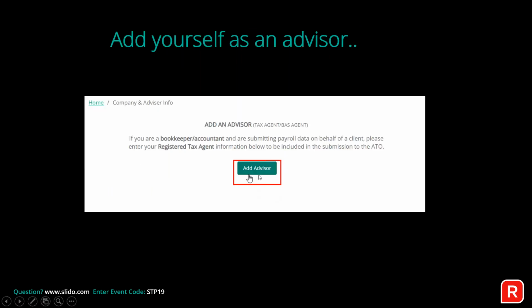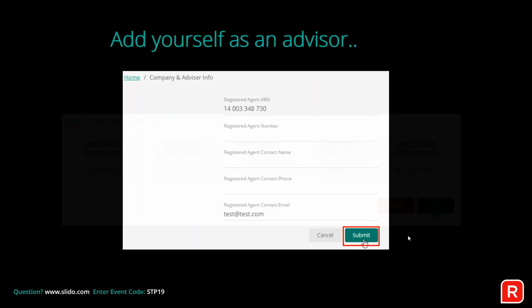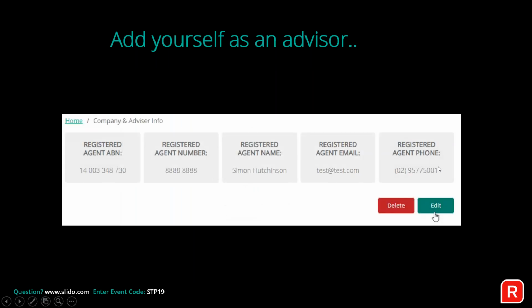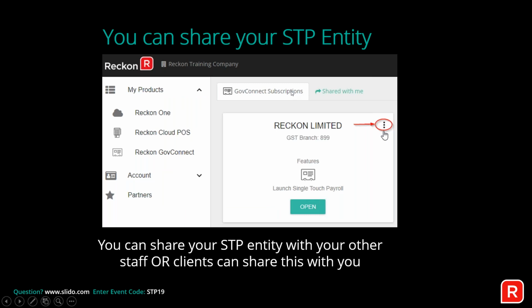You'll also have an Add Advisor button. Here you can click on this to enter in the details if you're appointing an advisor, their registered agent ABN and other contact details, and click Submit, and you'll be able to review the things that you've entered, and if there's a need to adjust, just click on Edit and make the adjustments. This will allow the advisor to submit the STP on a client's behalf. Just sign the declaration, and you're all set up.